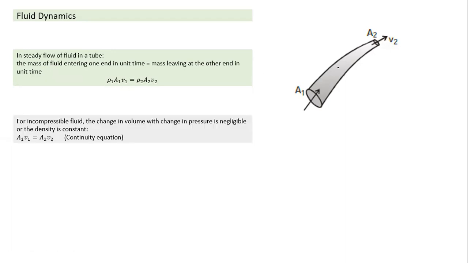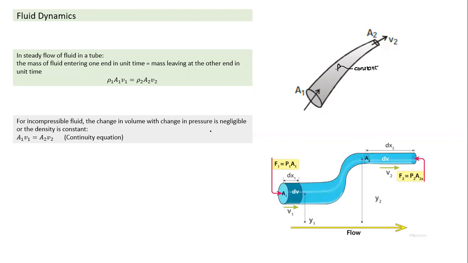When the density is not changing, which is anyway the case, and if the density is constant, even in unsteady state this has to hold true. Because here the density cannot change, volume cannot change. So whatever volume has to enter, the same volume has to go out. For incompressible fluid, the change in volume with change in pressure is negligible, or density is constant. So A1 V1 is equal to A2 V2, a very simple continuity equation. This is called the equation of continuity. And we can call this term the volume flow rate through cross sections A1 and A2.